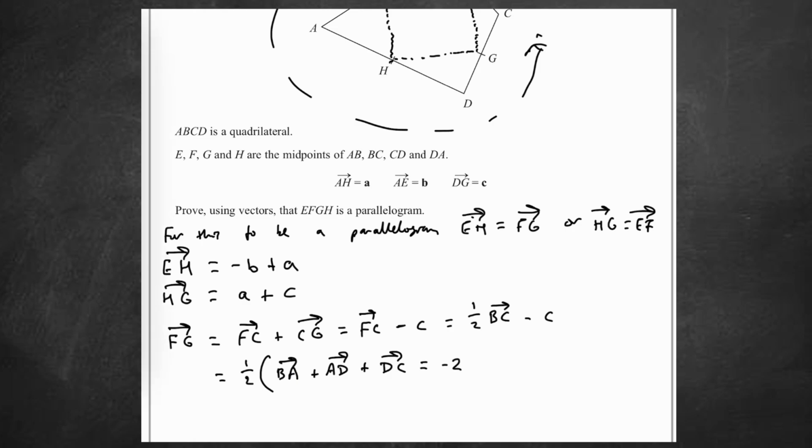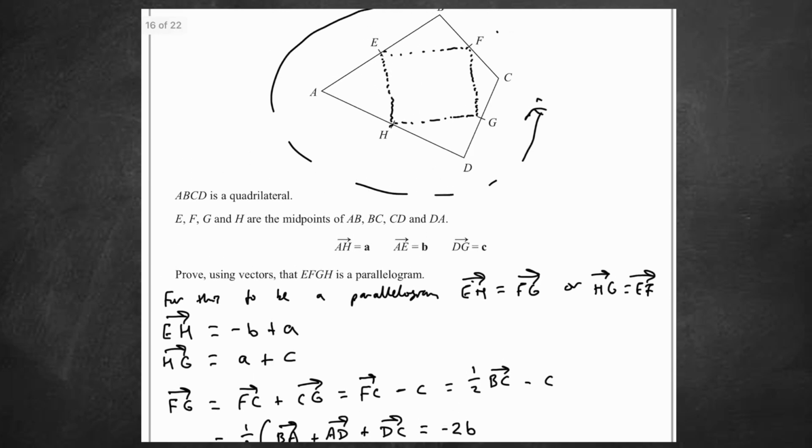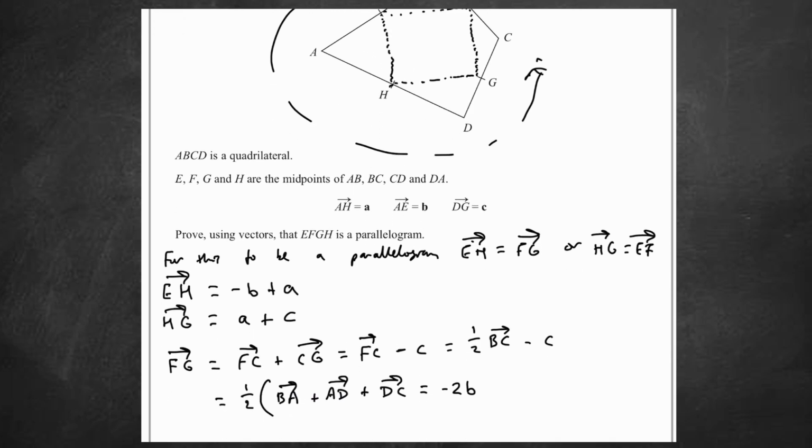This is a very complicated question. I know we're quite late in the paper, but there's a lot of letters going around. It'll be easier just writing it, but saying it out loud is quite a mouthful. AD is going to be twice AH, so 2A. And DC is going to be twice DG, so 2C.